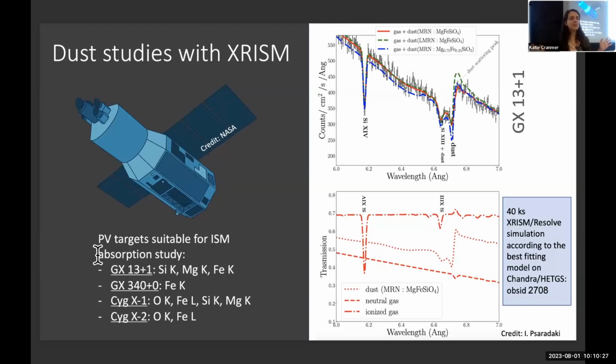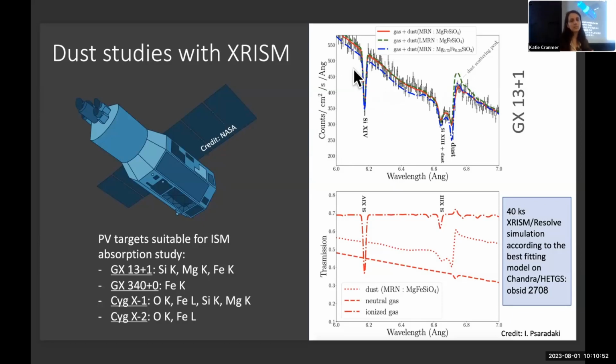And among other research topics, it will be great also to study the dust grain chemistry. There are many PV targets that are suitable to study the ISM absorption. And here I show a simulation of the silicon K edge of GX 13+1. The data have been simulated using archival Chandra HETG data.